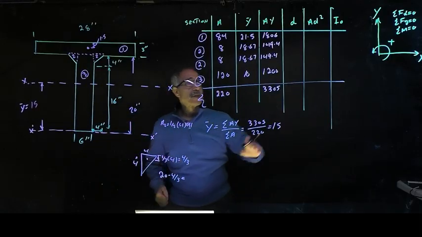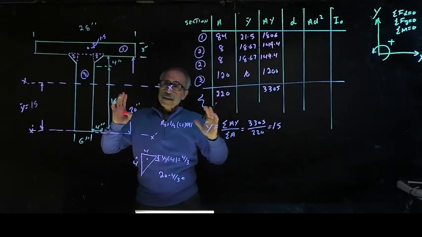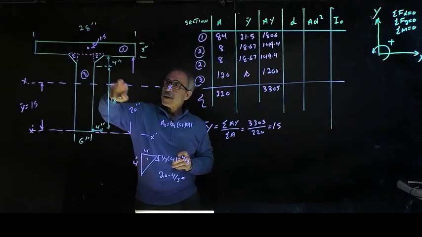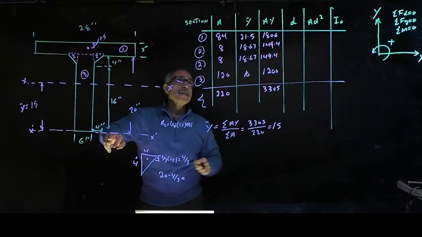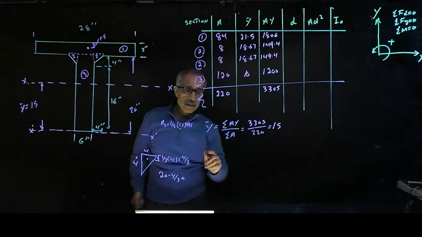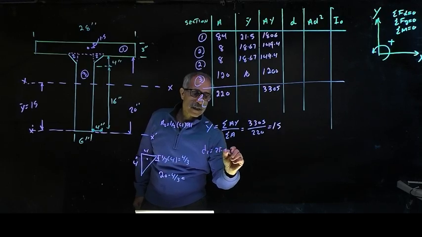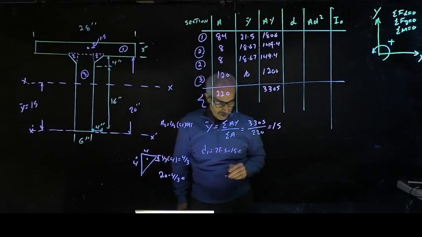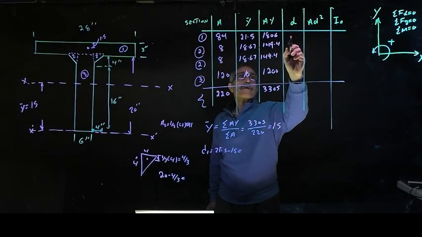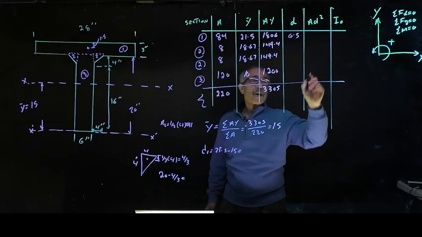Now we have that, we can find d. D is a distance. Okay, pay attention. D is the distance between the individual shape and the center of the entire shape. So the center of shape 1, from here, was 21.5. The center of the entire shape is 15. So D1 is equal to 21.5 minus 15, and that will give me 6.5. Square that, multiply by A, and that comes out to 35.49.